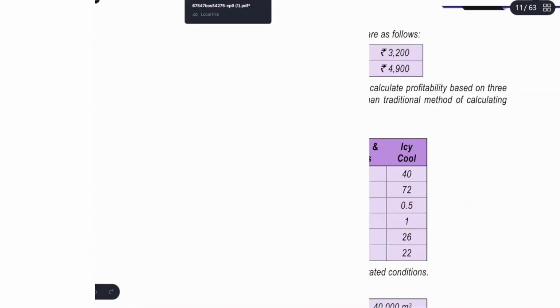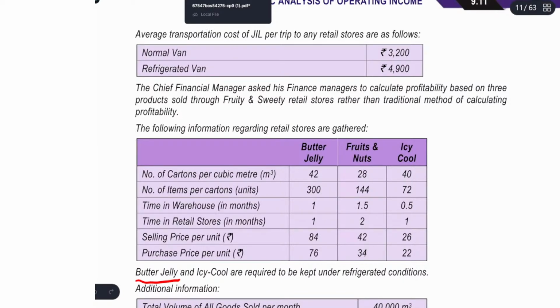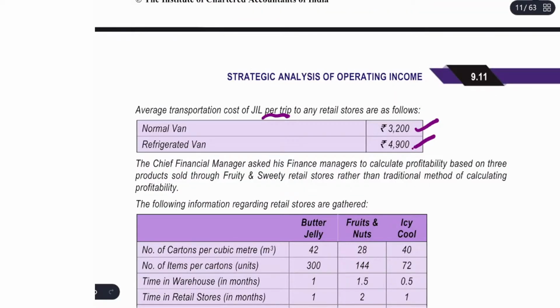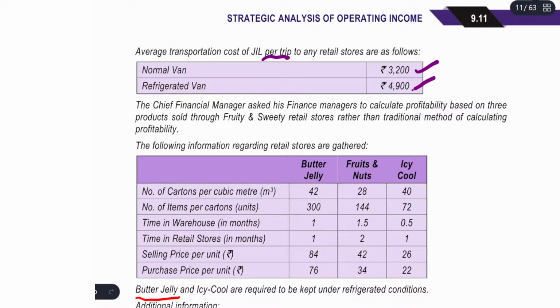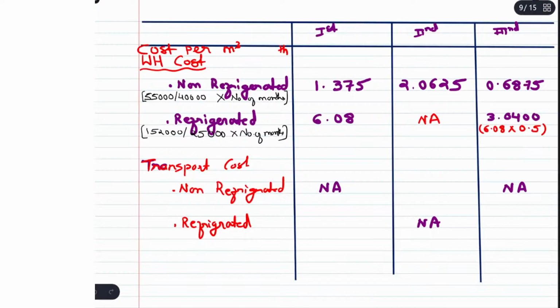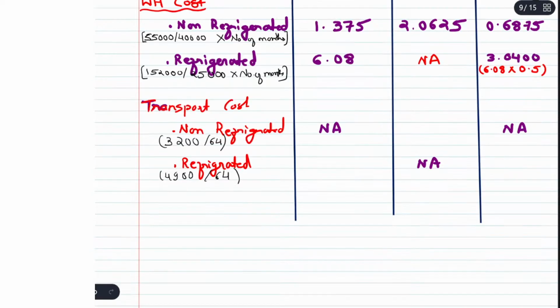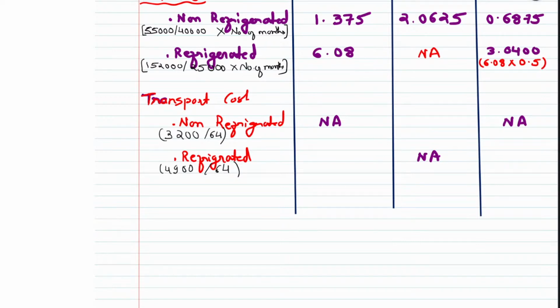The refrigeration cost given to you is 3200, 4900 on per trip basis. And in a trip, how many cubic meters we can carry? It is given somewhere in the question beta. Yes, 64 cubic meters we can carry. For the normal van, it's 3,200 rupees, and for the refrigerated van, it's 4,900 rupees. तो कैसे कैलकुलेशन आएगा देखिए बेटा, 3,200 divided by 64 and 4,900 divided by 64 will provide you the answer on per cubic meter basis. So 3,200 divided by 64, it will be 50 rupees per cubic meter. And for refrigerated, it will be 4,900 divided by 64. It will be 76.5625. We are calculating all the answers on per cubic meter basis.